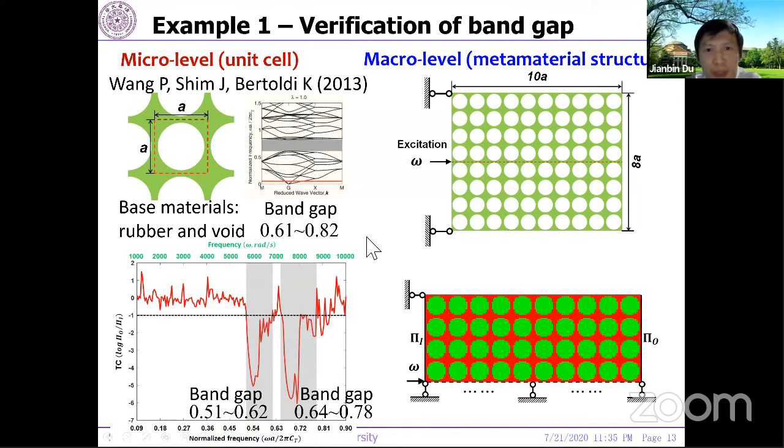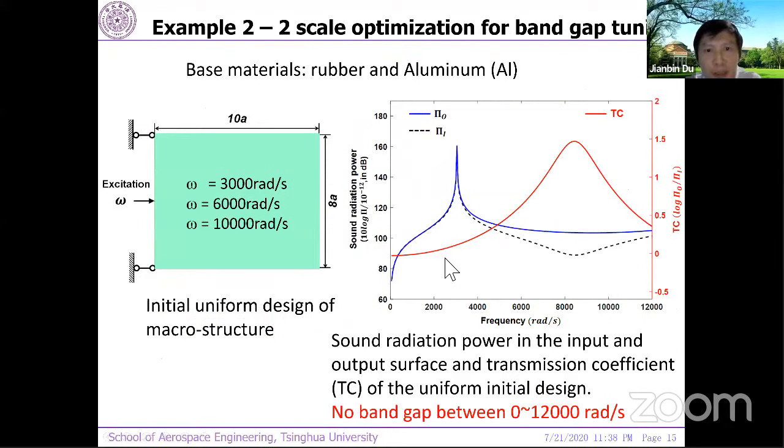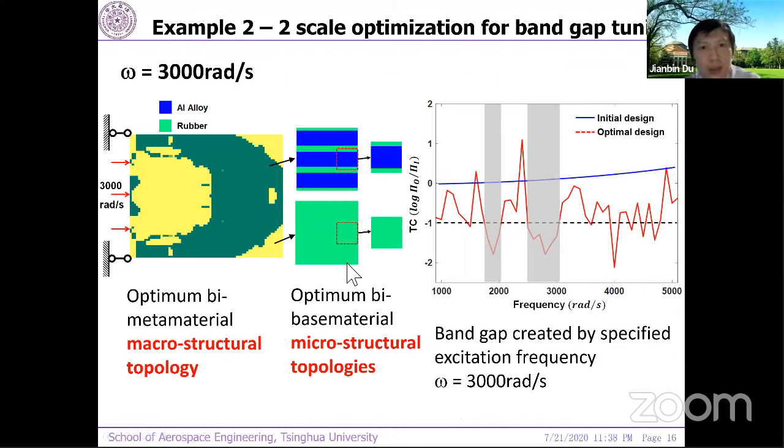We do not do optimization. But in the following examples, we do two-scale optimization, but we didn't compare it to the traditional ways because the microstructure is optimized and the macrostructure is also optimized. Okay, thank you.